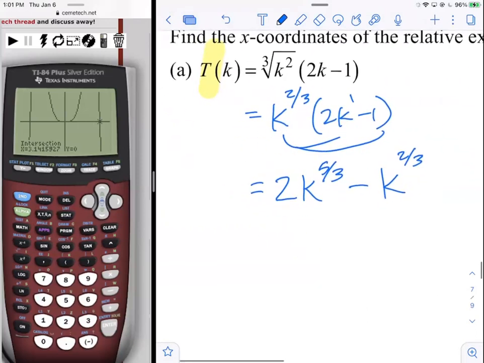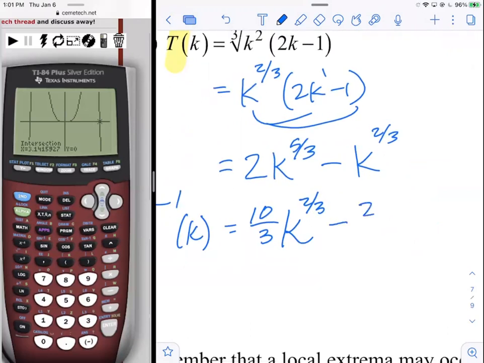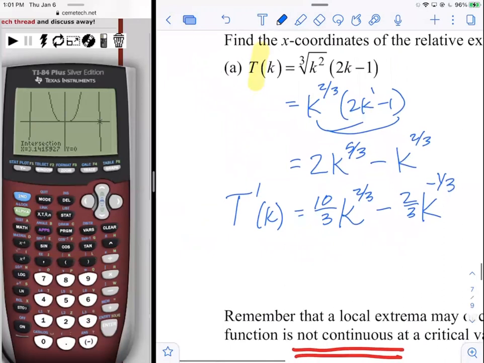All right, and now I'm shifting gears here. I'm going from t of k to t prime of k. So I can't just carry down the equal sign. And now it's just power rule, right? 5/3 times 2 is 10/3 times k to the 5/3 minus 1 is 2/3, right? And then minus 2/3 times k to the -1/3. Okay. And there's the derivative.